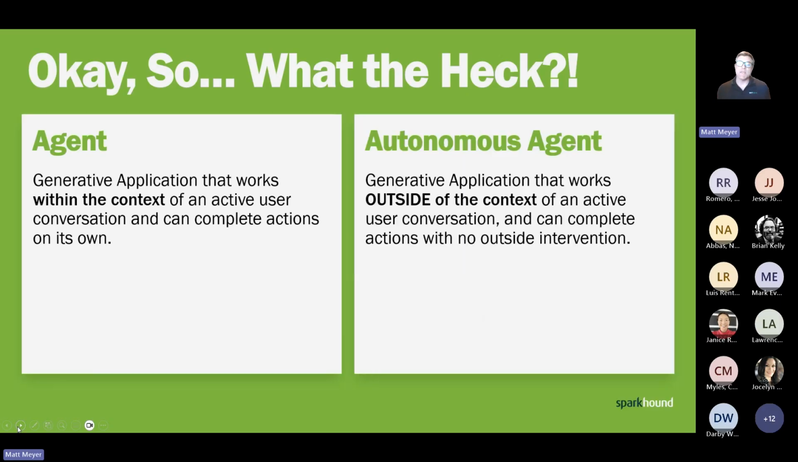Now, an autonomous agent works on its own. It works outside the application. It has some sort of third-party trigger that comes on. We'll talk about triggers in a little bit, but something kicks it off and it acts on its own. It completes action on its own based upon whatever that trigger may be.